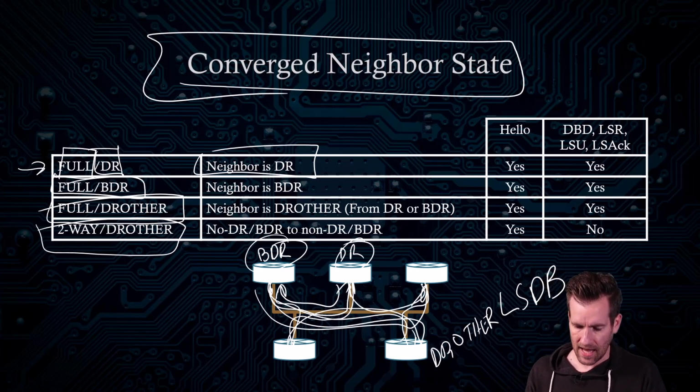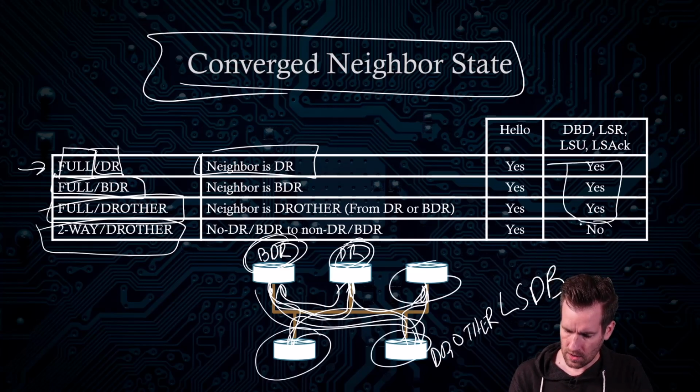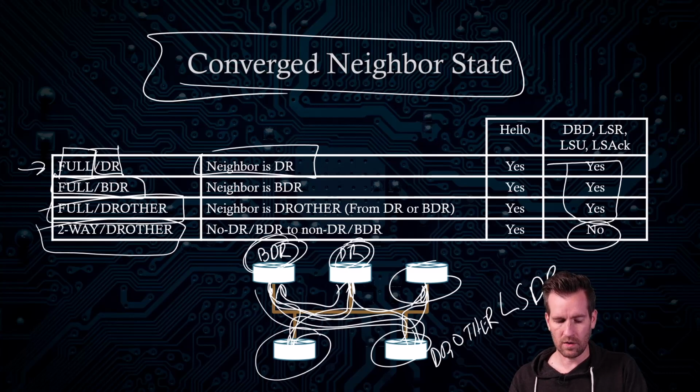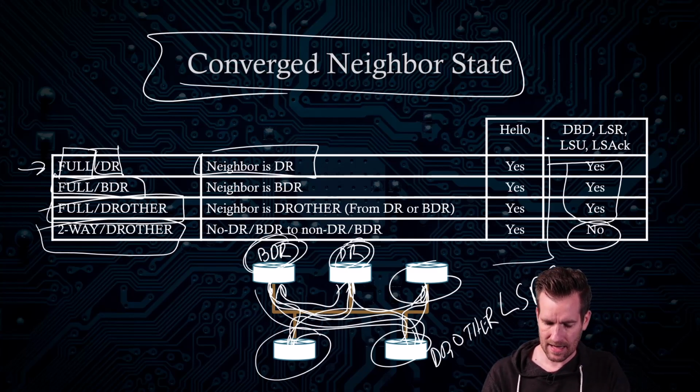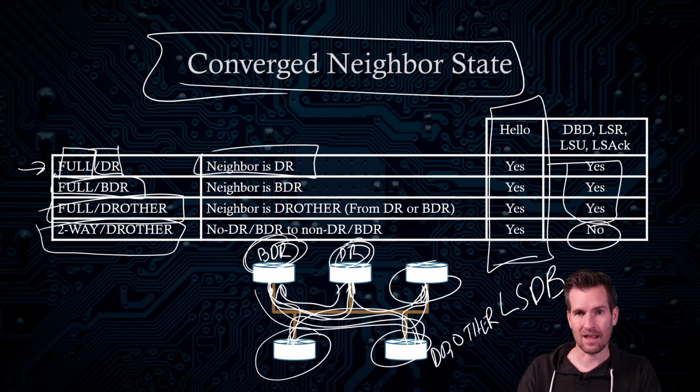Now, what's going to happen is between the BDR and DR and any of these devices, they're going to have all the communication. But between any of the DROthers, we don't have link state updates, we don't have link state acknowledgements, we don't have link state requests. Those are only going to be sent to the designated router and the backup designated router. But do notice that we still maintain relationships with all of the devices on this network.